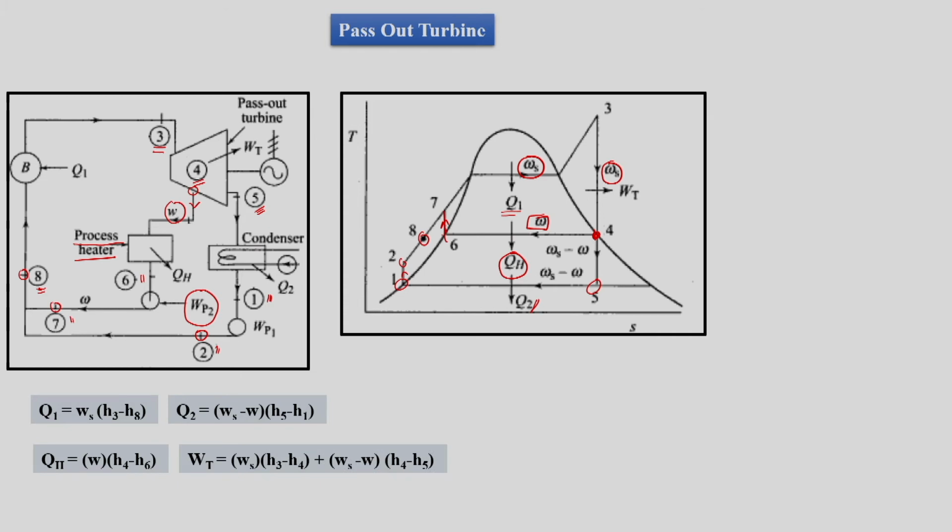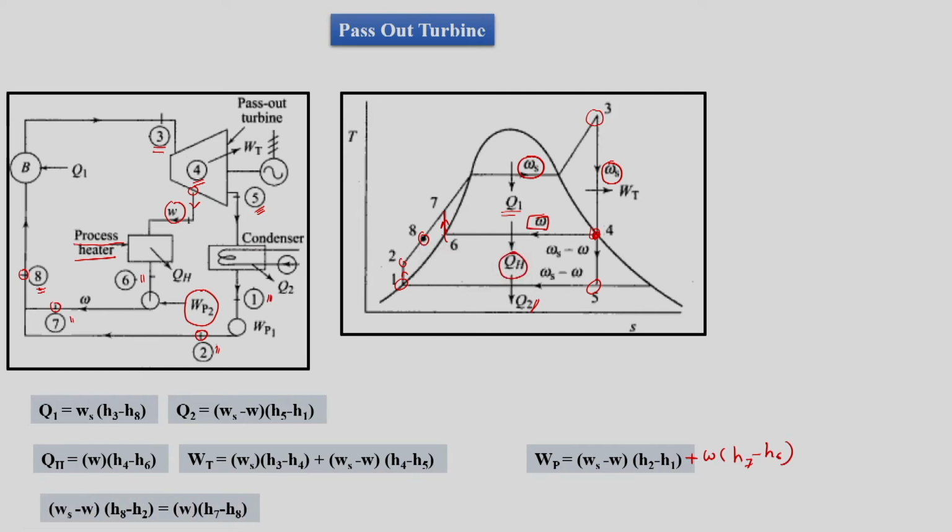Then we have turbine work as usual. Initially we have Ws amount of steam getting expanded from 3 to 4, but we have Ws minus W amount of steam getting expanded from 4 to 5. We have pump work, which is Ws minus W times the condenser pump work, plus the pump work for this drip pump, where W amount of water is pumped from H6 to H7. So, we have H7 minus H6. This is the total pump work.